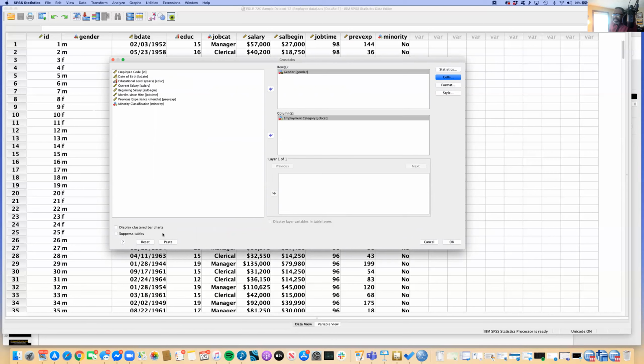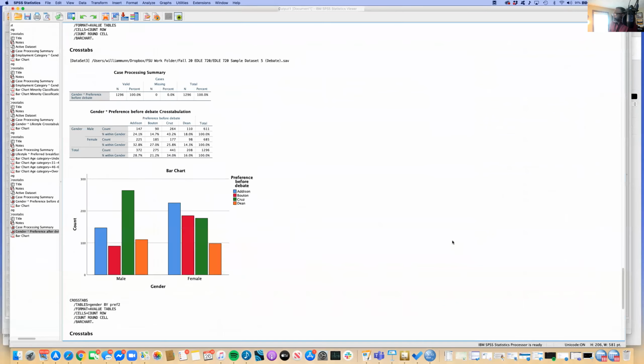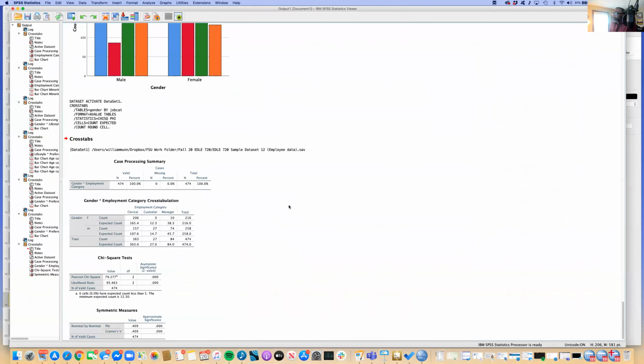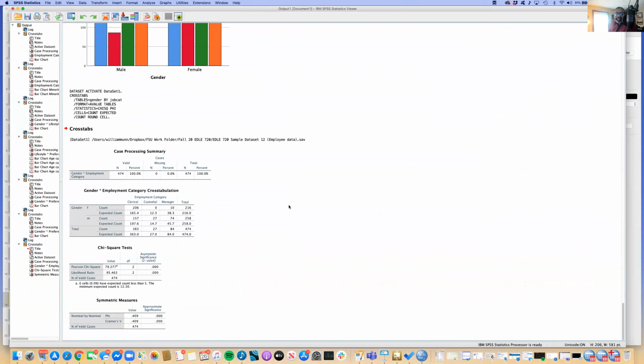We're going to leave display clustered bar charts unchecked, and then we're going to click OK. Okay, how many cases do we have here? What's our N? 474. That's right. So let's go down here, and this is very, very important.